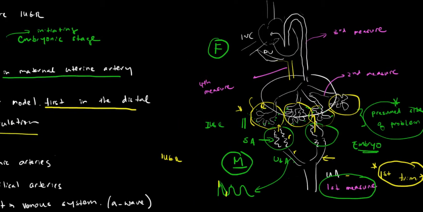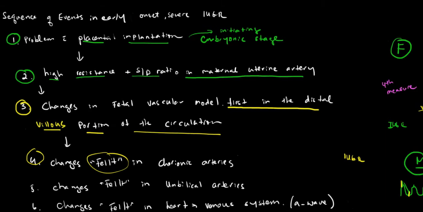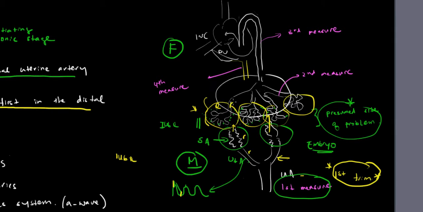But the next thing is that the changes are felt, I put it in quotes, that this increased resistance in the distal villus tree translates to increased resistances first in the chorionic arteries. And I'm showing them here. These are the chorionic arteries. Here I'll show them again in another color. We'll show them in blue because they're deoxygenated blood.